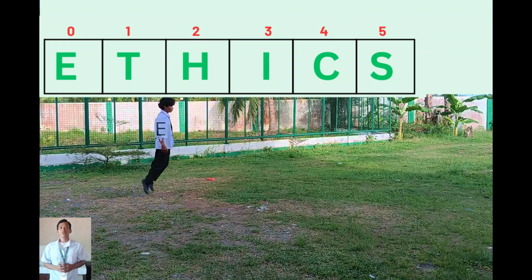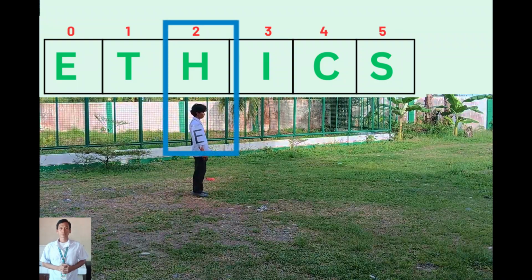And now, we move to the next iteration. In the third iteration, the pattern now moves to index 2 of the text. Now, the pattern E does not match index 2, which is H. So, this is a mismatch. And now, the third iteration is finished. And here is the pass for the third iteration.